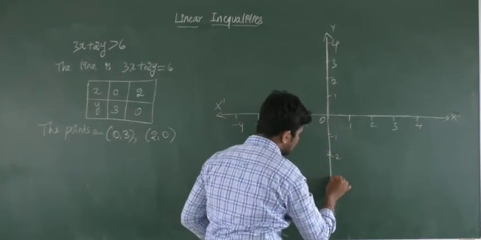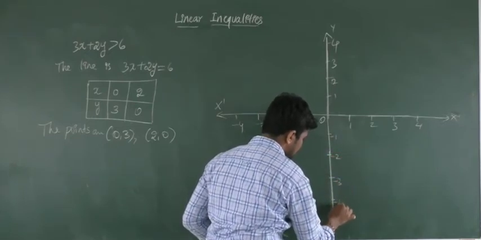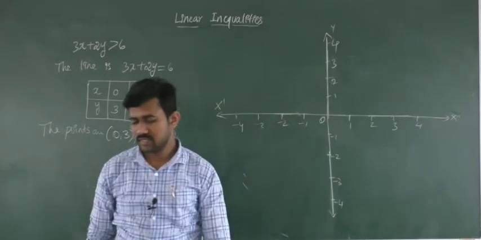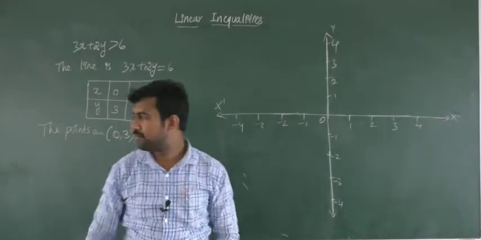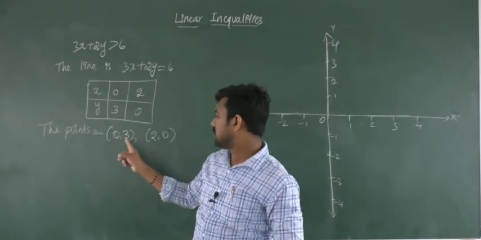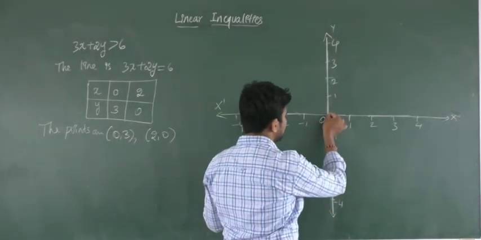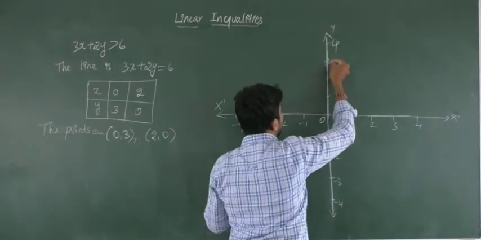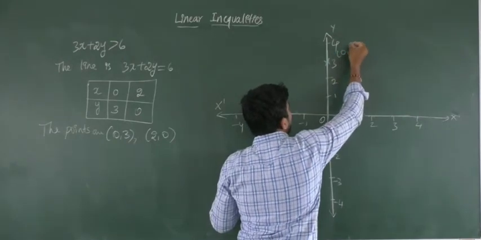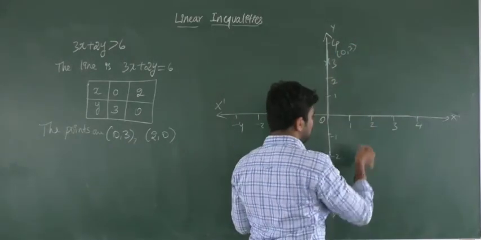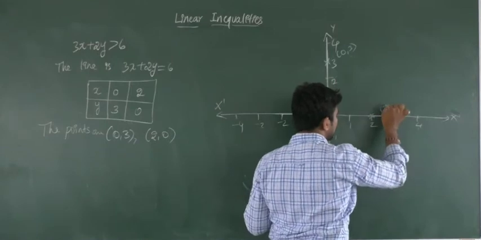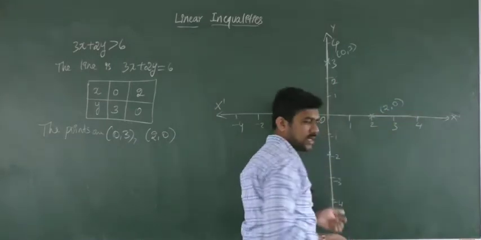Minus 1, minus 2, minus 3, minus 4. Okay, now mark the points. The points we have are (0, 3) and (2, 0). (0, 3), and (2, 0), this point.